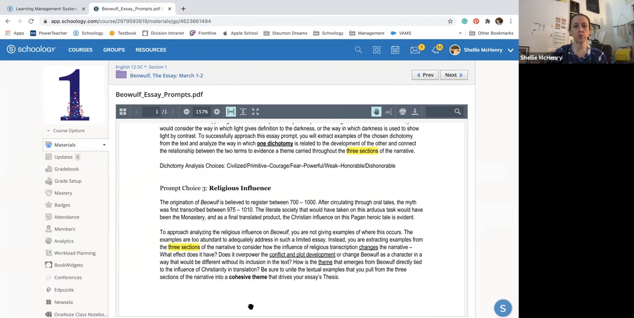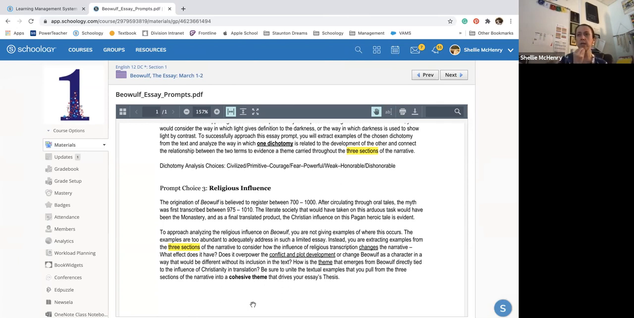All right, then your third choice is religious influence. So to approach analyzing the religious influence in Beowulf, you are not giving examples of where this occurs. The examples are too abundant to adequately address them in such a limited essay. Instead, you are extracting examples from the three sections of the narrative to consider how the influence of transcription changes the narrative. What effect does it have? Does it overpower the conflict and plot development, or change Beowulf as a character in a way that would be different without its inclusion in the text?